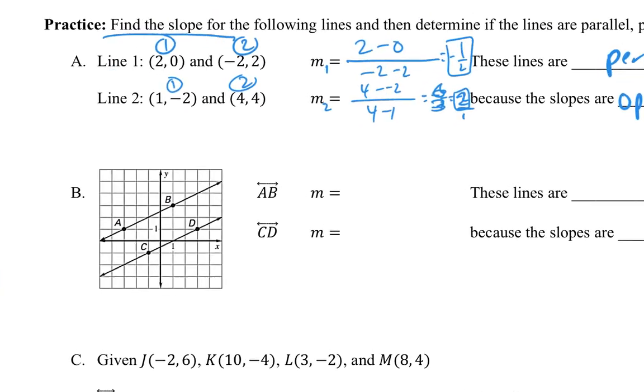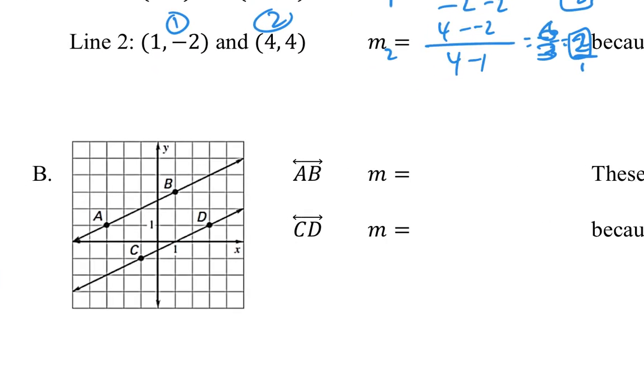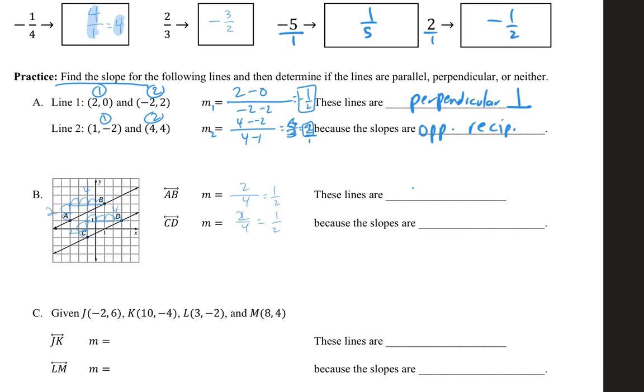Okay, keep going. What do we know about these two? They look like they have the same slope, but let's check. Let's make a slope triangle. The rise is 2, and the run is 1, 2, 3, 4. So the slope is rise 2 over run 4, so that's 1/2. For the other one, it's also 2 over 4, so that's also 1/2. So these lines are parallel because the slopes are the same.